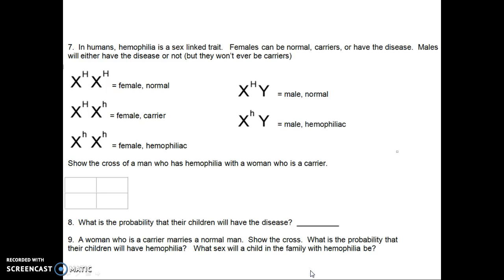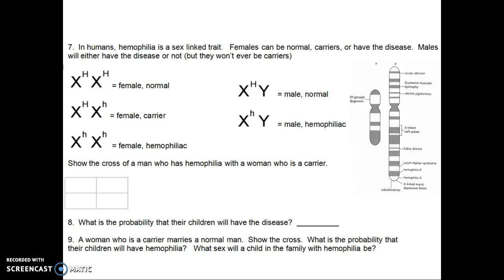Go ahead and turn in your packet to page number 7. We're going to talk about sex linkage really quickly. I know we did this in class already, but I wanted to review, okay? This is looking at hemophilia. And I want you to remember that there's a difference in sex linkage because the X chromosome is bigger than the Y chromosome. So down here at the bottom of the X chromosome, these are where the hemophilia genes are.